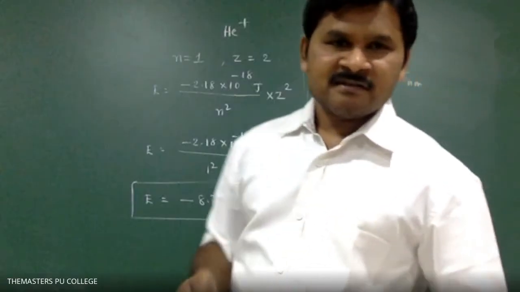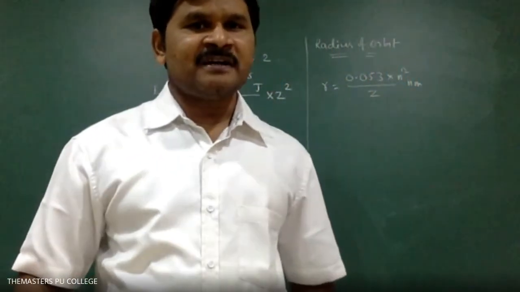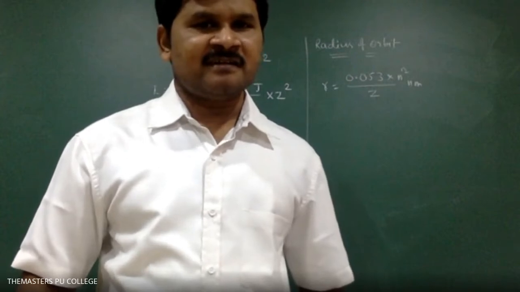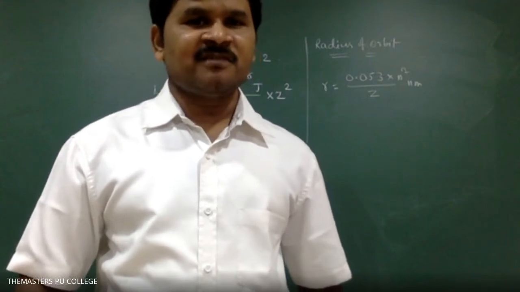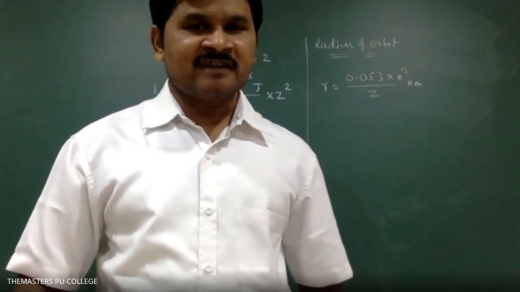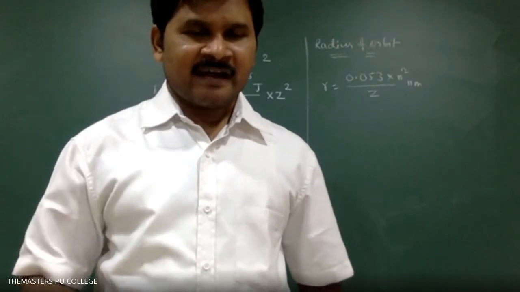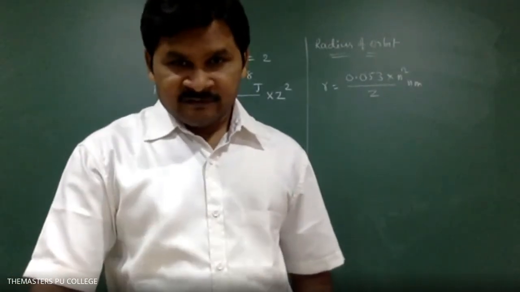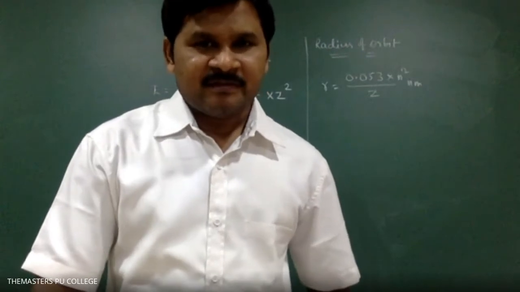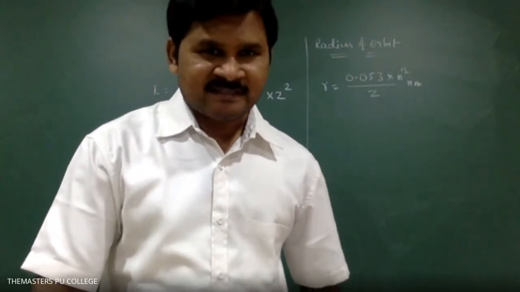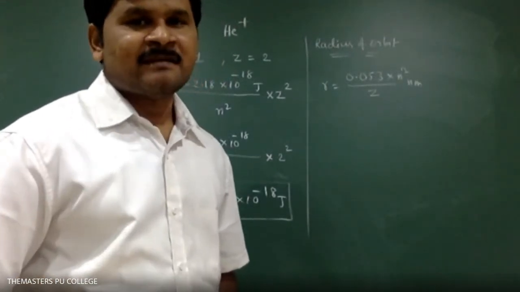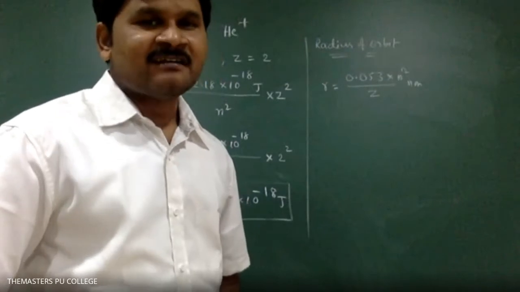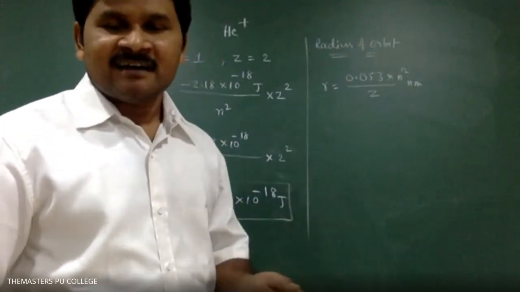I told you different formulas in angstroms. What is the formula? 0.53 into n square by z for hydrogen-like species in angstrom. 0.053 into n square by z for nanometers in hydrogen-like species. 53 into n square by z in picometers for hydrogen-like species. If you write it with z, it is for hydrogen-like species. If you write it without z, that is called hydrogen atom.